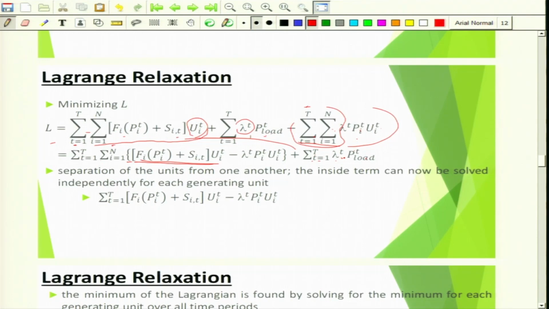Now, with the separation of the units from one another, the inside term can be solved independently for each generating unit. Now you take up this summation of i equal to 1 to n. What do you get? Summation of t equal to 1 to T of the cost function fi of pi of t plus startup cost into ui of t minus lambda t pi of t ui of t. This is for one specific generator, and you can deal with separate generators.